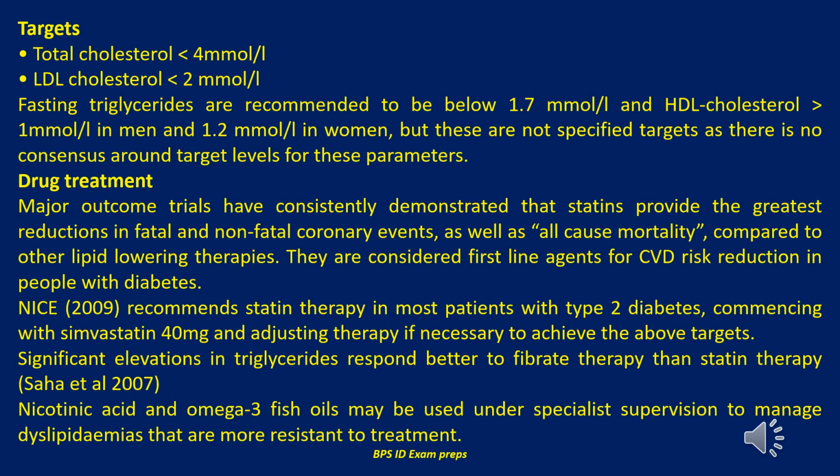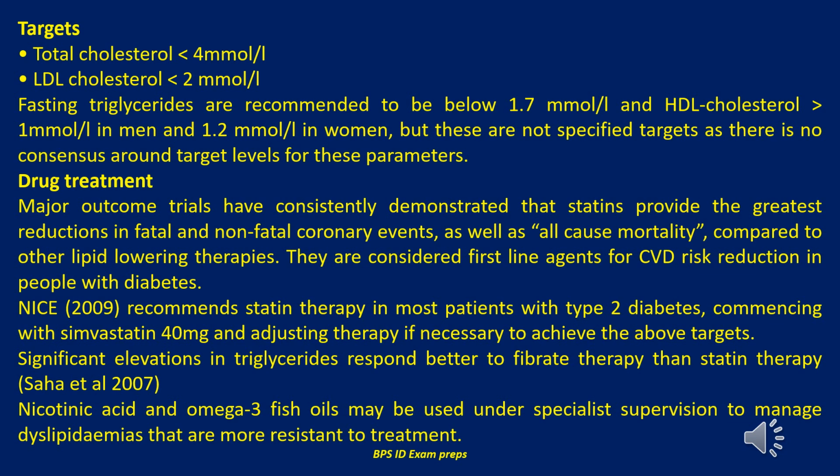Fasting triglycerides are recommended to be below 1.7 mmol per liter and HDL cholesterol above 1 mmol per liter in men and 1.2 mmol per liter in women, but these are not specified targets as there is no consensus around target levels for these parameters. Regarding drug treatment, major outcome trials have consistently demonstrated that statins provide the greatest reductions in fatal and non-fatal coronary events, as well as all-cause mortality, compared to other lipid-lowering therapies. They are considered first-line agents for CVD risk reduction in people with diabetes.